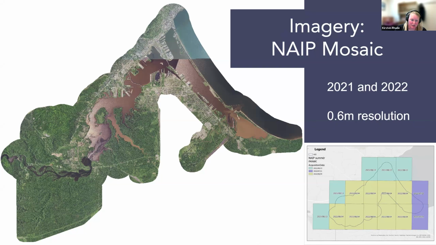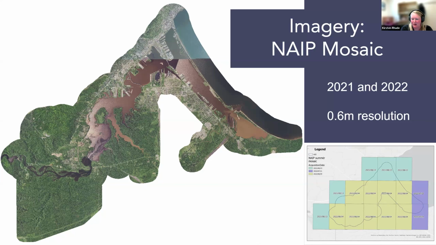For that, we used high resolution imagery that was NAIP, National Agriculture Imagery Program imagery, which is flown by the USDA, U.S. Department of Agriculture, I believe every other year for each state. Because we're spanning two states, we had imagery from 2021 and 2022. 2021 was the Minnesota imagery, and then 2022 was Wisconsin. And this is at a 0.6 meter resolution. So each pixel or image is 60 centimeters.